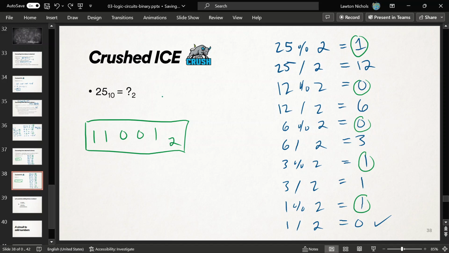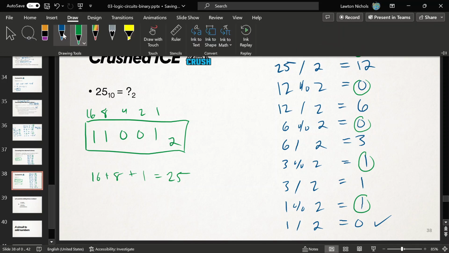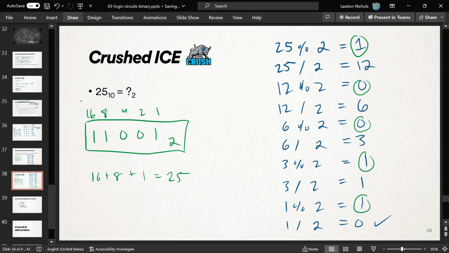You can check yourself. It's very easy to check yourself because you know how to go the other way. Here's the 1's place, the 2's place, the 4's place, 8's, 16's place. And so this is saying that 16 plus 8 plus 1, is that 25? Yeah, it sure is. So that's how you can check yourself. You can go the other way. Remember that. Okay. So definitely study this. This is a very easy question for me to ask you on a midterm. Wink, wink.